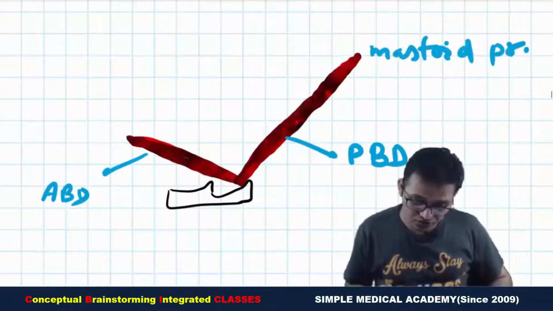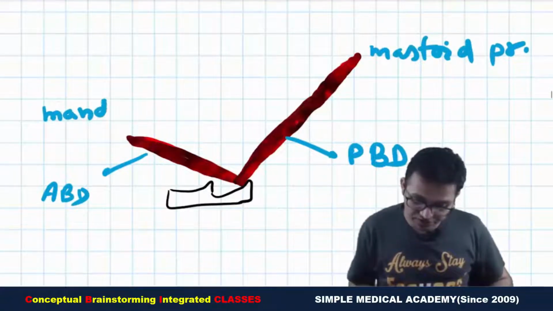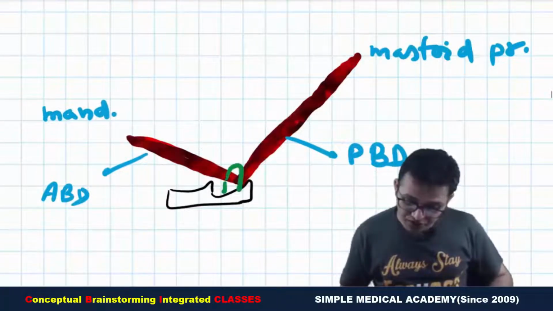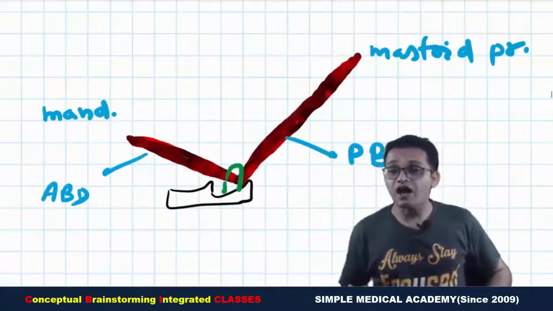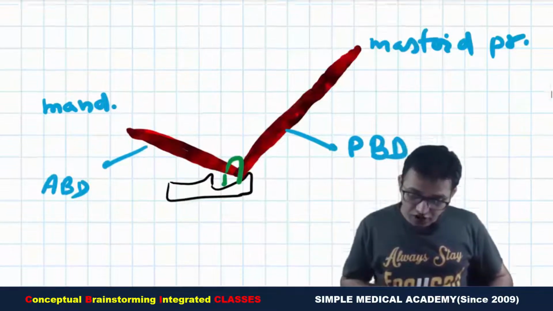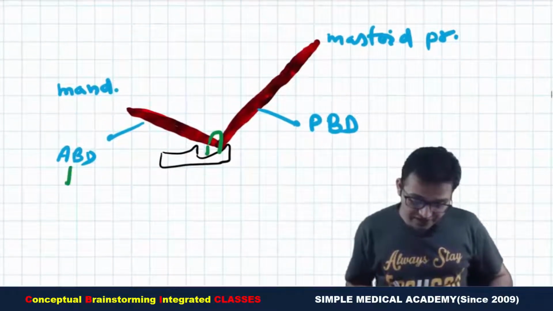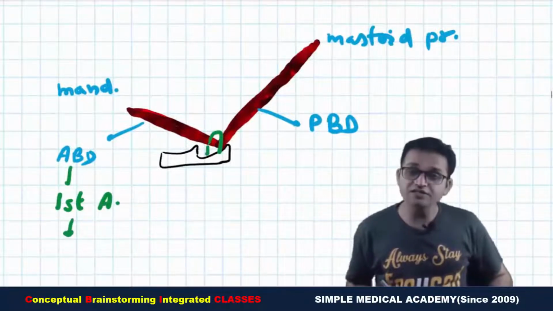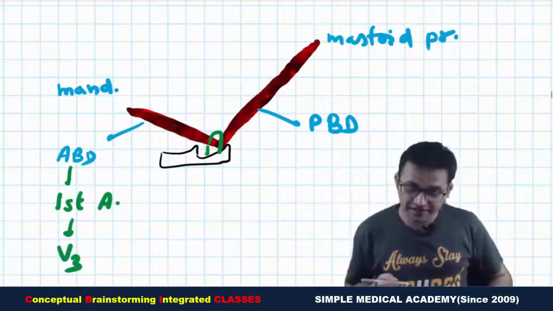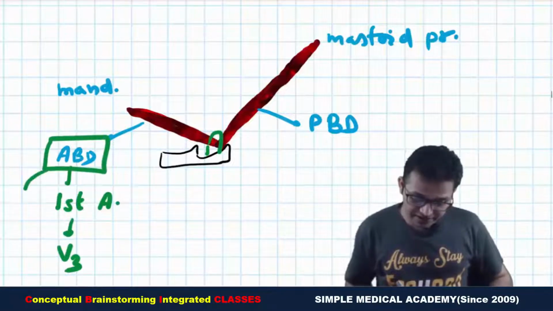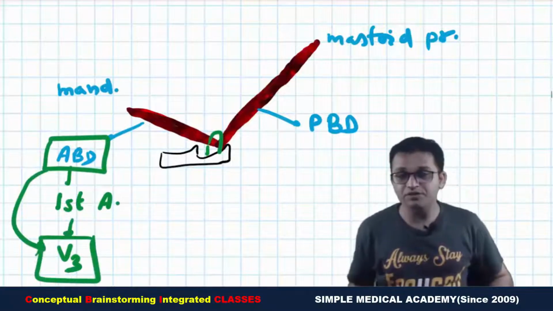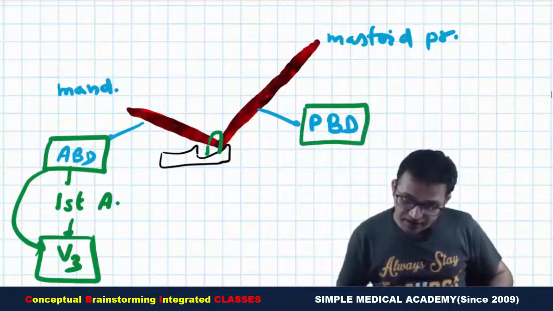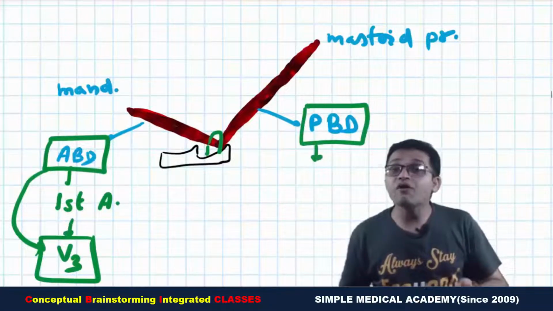Okay, diagrammatic presentation. Here is the mastoid process origin and here is the mandibular origin. Here there is one common fibrous pulley over which these muscles make a hook. So now you know that anterior belly of digastric is derived from the first arch, and the nerve of the first arch is the mandibular nerve. That's why anterior belly of digastric must be supplied by the mandibular nerve. MCQ.